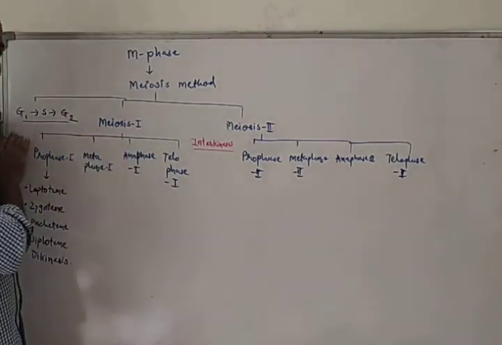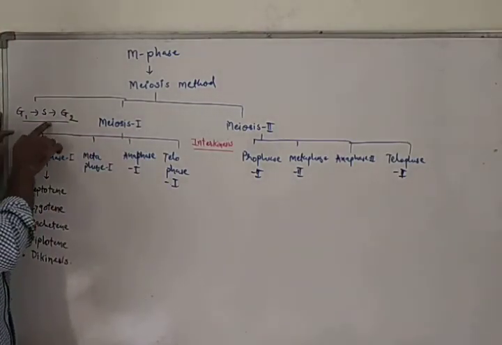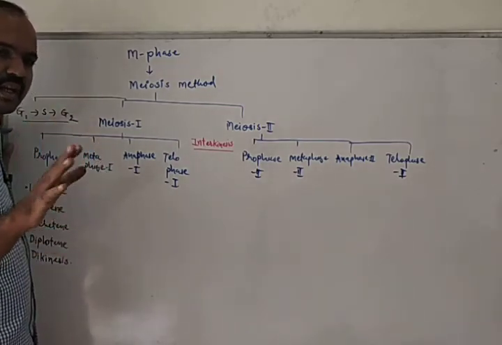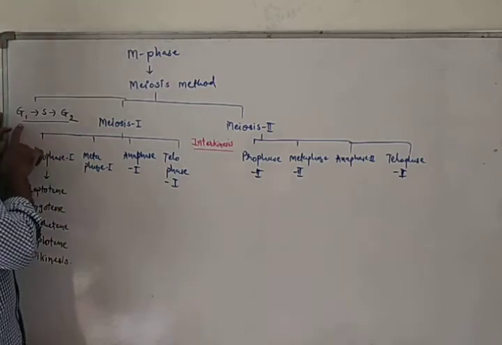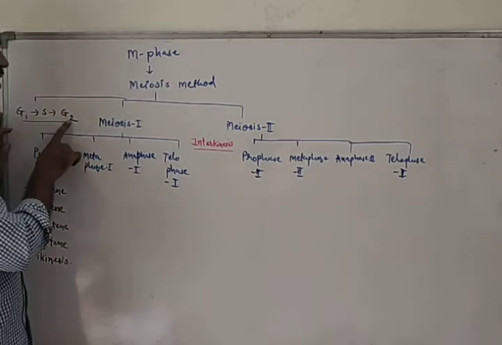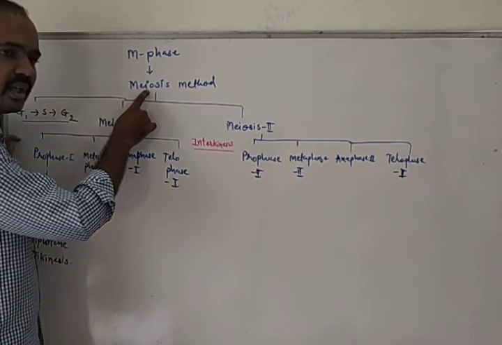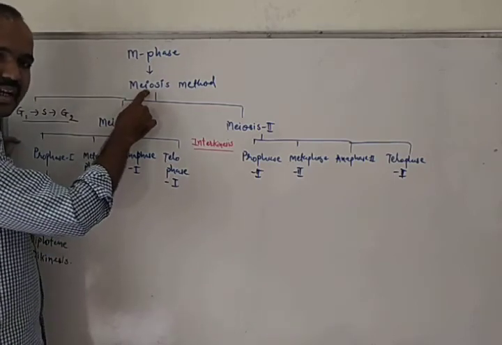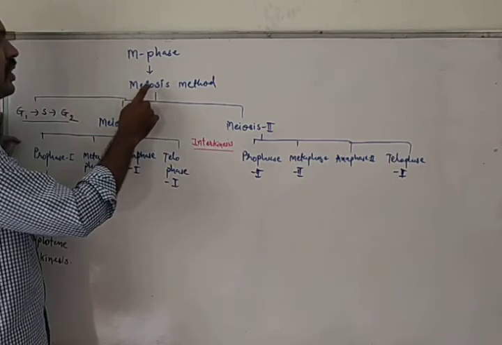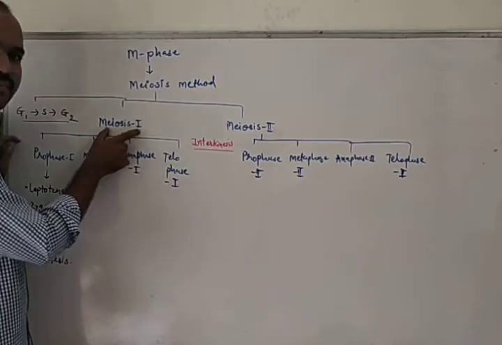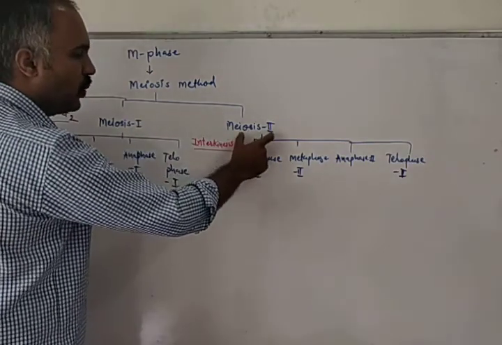So here our cell has completed G1, S and G2. Whether it is a plant cell or animal cell is not an issue here. Now it is entering the meiotic method. In the meiotic method it will enter into meiosis 1, which is known as round 1 of meiosis, and then round 2 of meiosis.